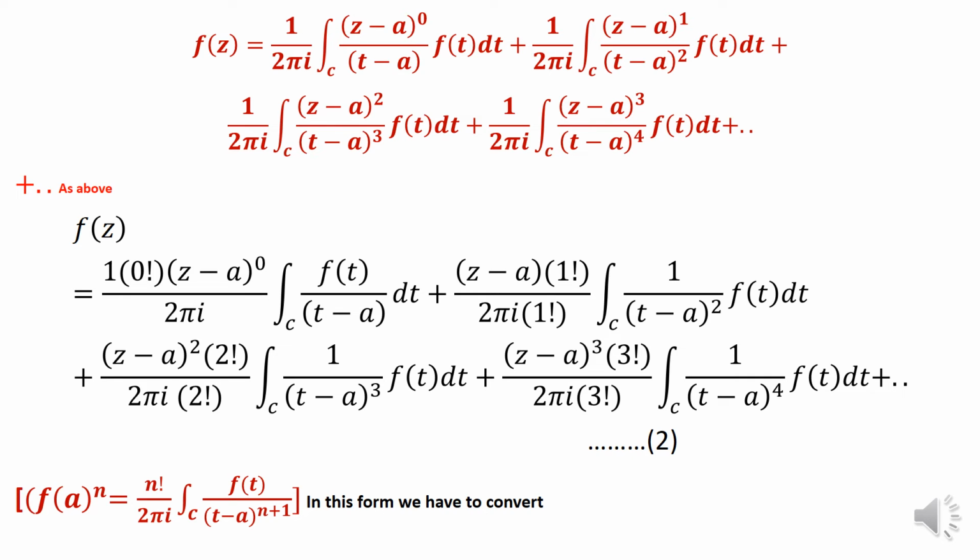Further f(t) dt divided by (t minus a). Further 1 by 2 pi i as such. (z minus a) to the power 1, you can take out this one, right? Further multiply by 1 factorial, divide by 1 factorial. Why am I doing that? Because if you see the formula, we have, if I put n equal to 1, 1 factorial, 2, 2 factorial, 3, 3 factorial, that I want.